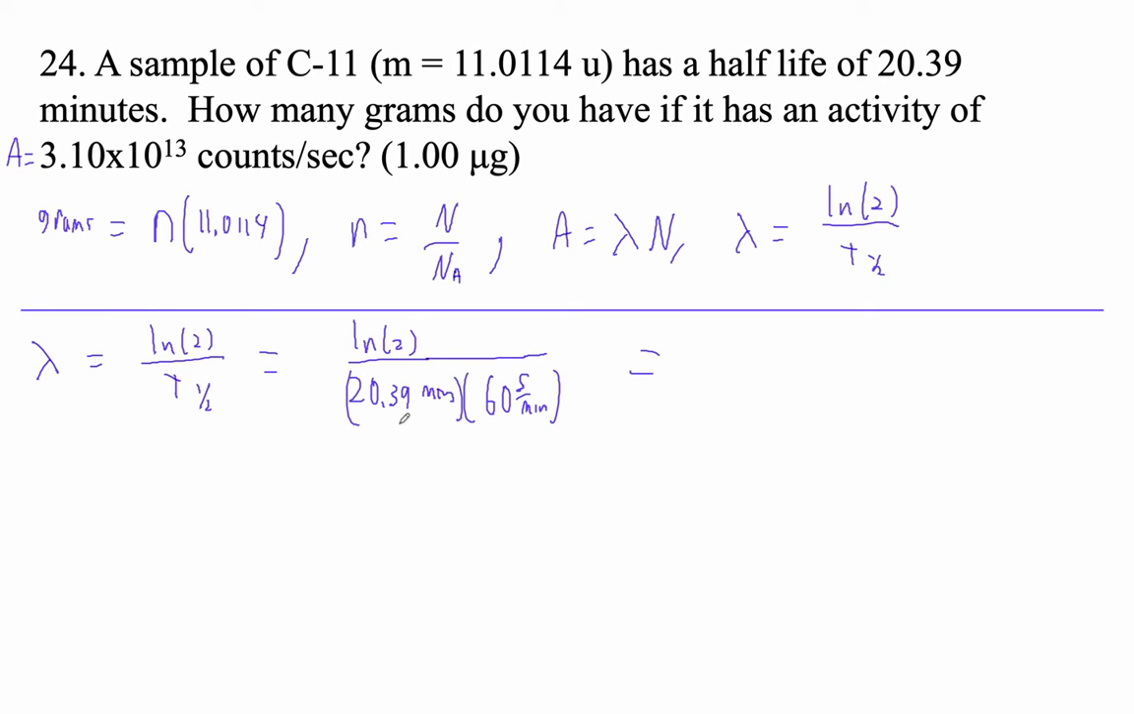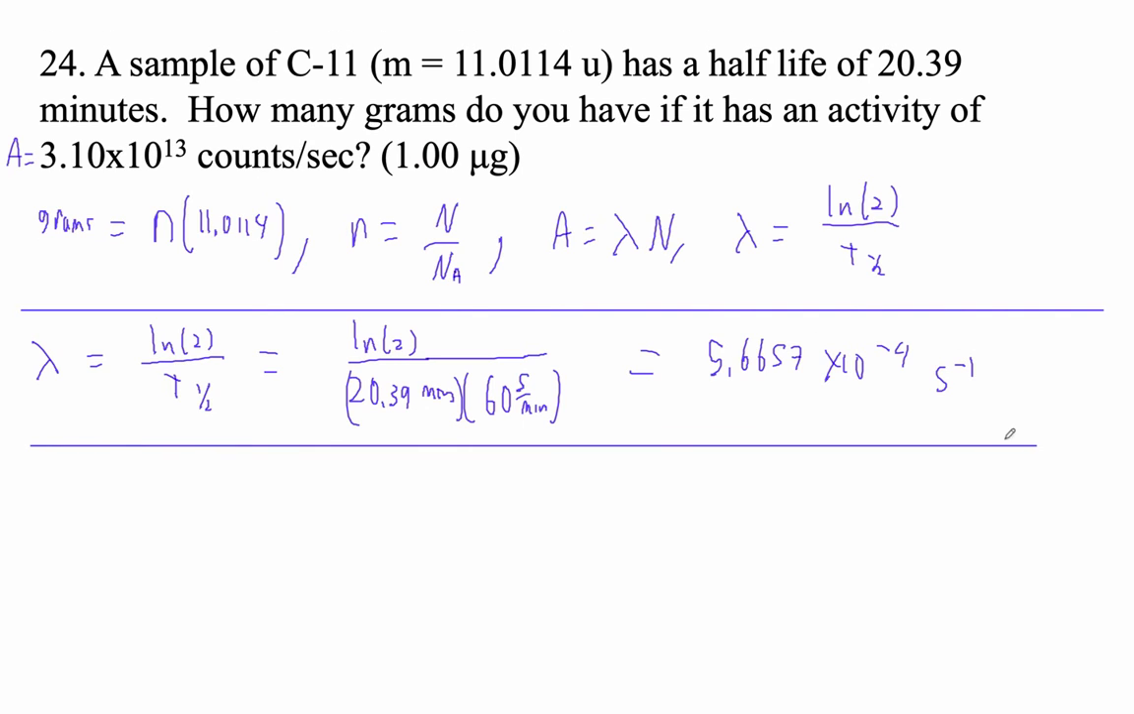Okay, so ln2 divided by parentheses 20.39 times 60 end parentheses. And I'm getting that the decay probability is 5.6657 times 10 to the minus 4th, and that's per second, which is exactly what we want. So now we can figure out the number of atoms we've got using this.